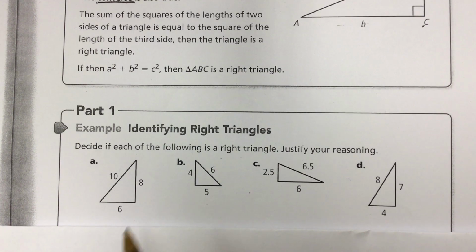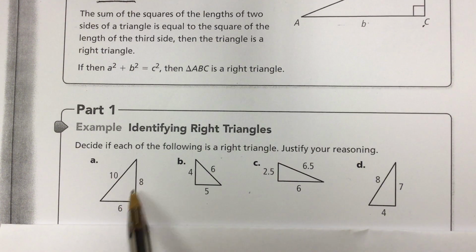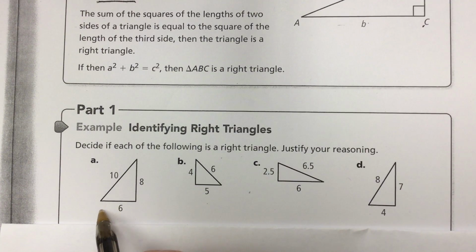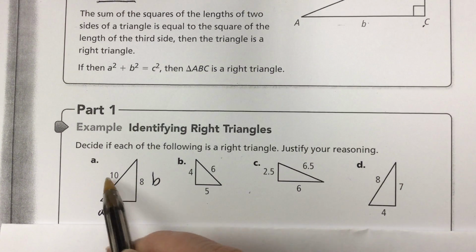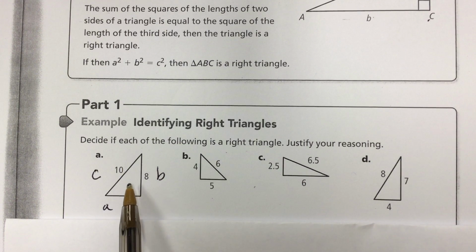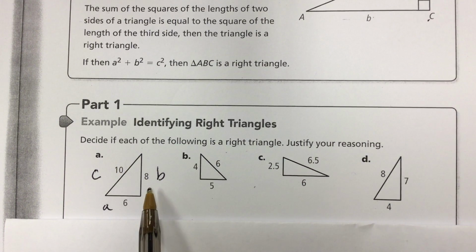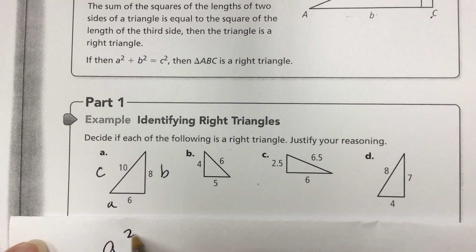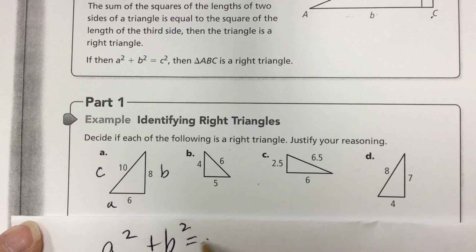Now, what we will do is use the two smaller sides as the legs. So this is my a, this is my b. My hypotenuse is always the biggest side. Remember that, your hypotenuse is always the biggest side. So we're trying to decide if this is a right triangle or not. If we can use the Pythagorean theorem and a squared plus b squared equals c squared, then yes, this triangle is a right triangle. So let's use the Pythagorean theorem. a squared plus b squared equals c squared.